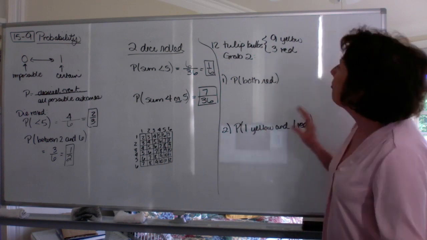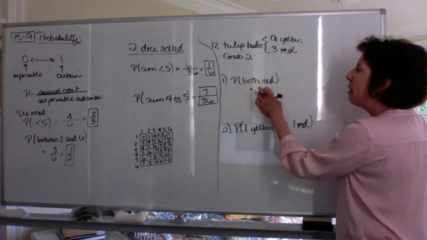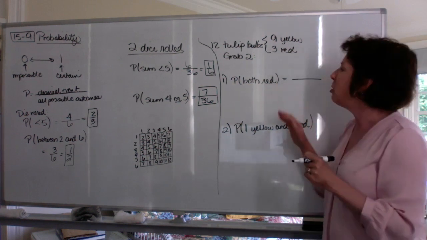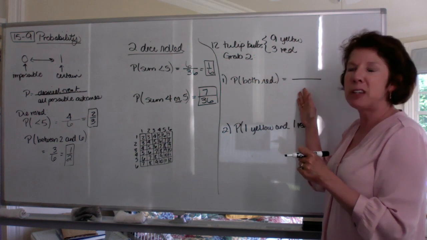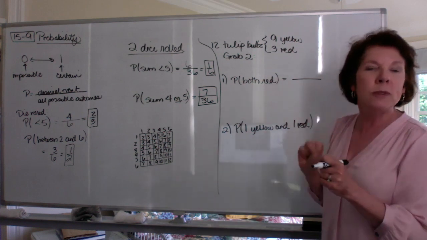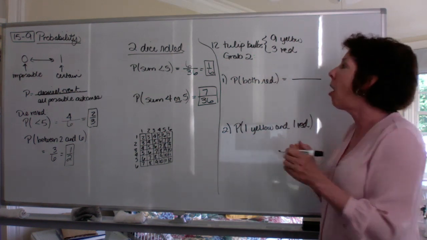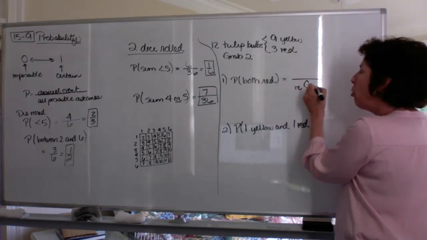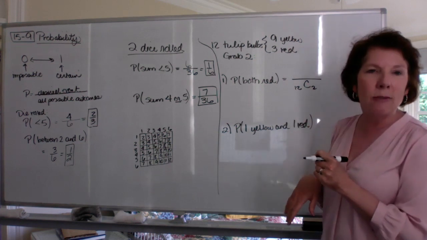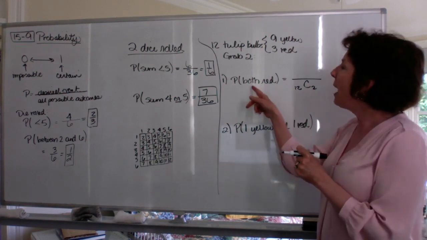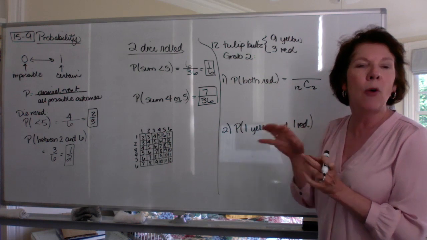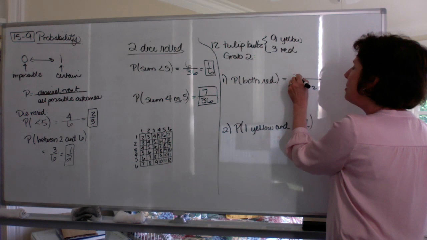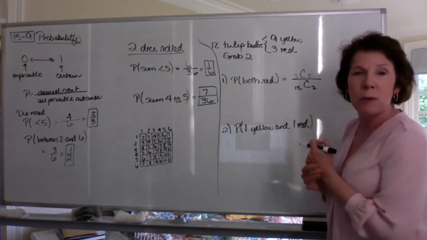Now, the first thing I want to do is what's the probability that both will be red? So what I'm going to do is figure out, first of all, the denominator: how many groups of 2 bulbs can I get in all? Well, I have a total of 12, and so how many groups of 2 can I get out of 12 bulbs? Now, in the numerator, I'm just focusing on how many groups of 2 reds I can do. Well, there's 3 red bulbs, and so I want to get a group of 2.